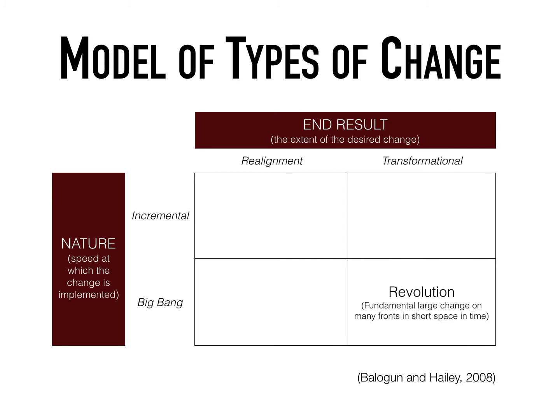For the fourth type of change, Balogun and Hailey called it revolution. This type of change is transformational, meaning it's really changing from something completely different from what you're used to doing. And again, it happens in a big bang in one go.